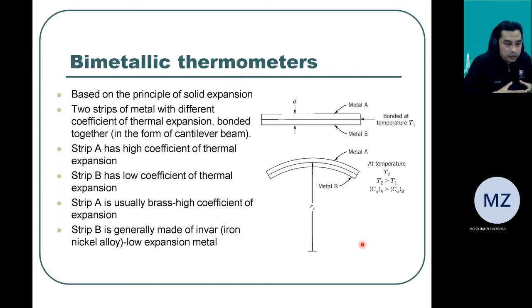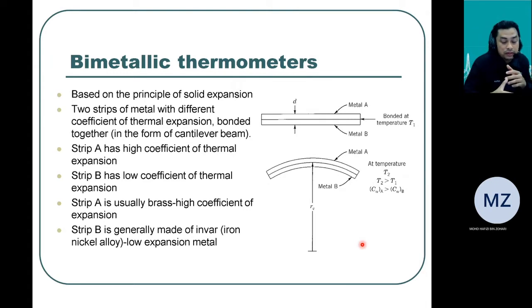the bimetallic thermometers, which is basically two materials pasted together. We bond them together so that the top one has a high coefficient of thermal expansion, and the bottom one has a low coefficient. Of course, the top one will expand more than the bottom one, because the top one has a high expansion rate. So they put a high expansion on the top and low expansion at the bottom, so that you can have a curve.